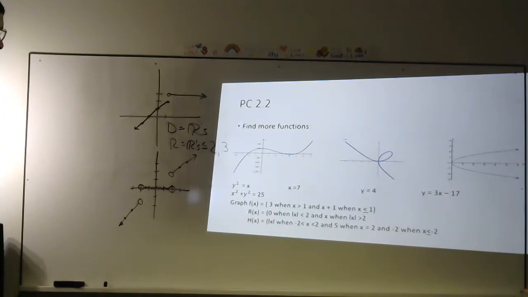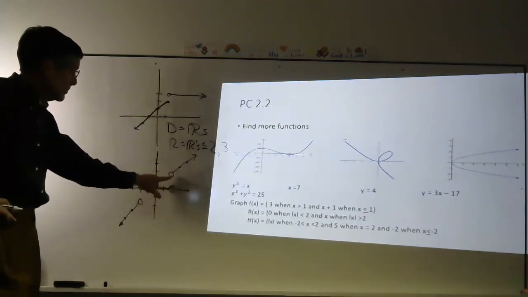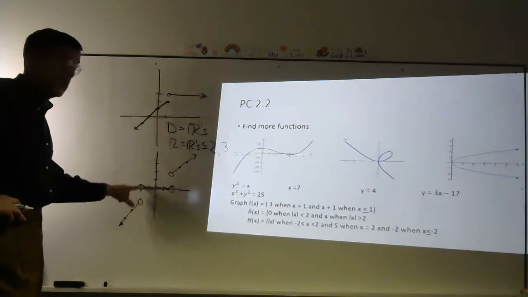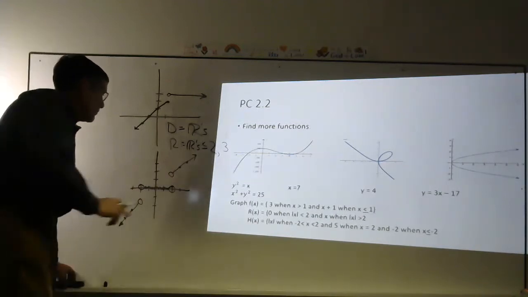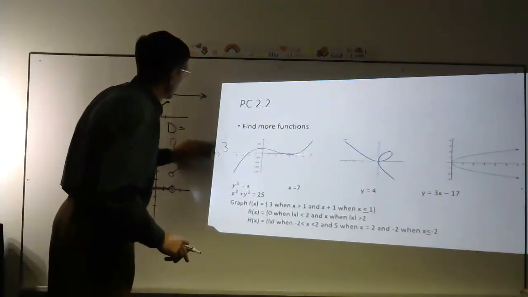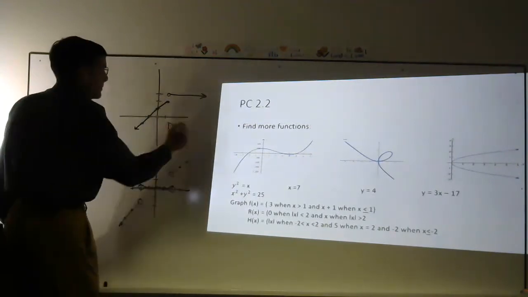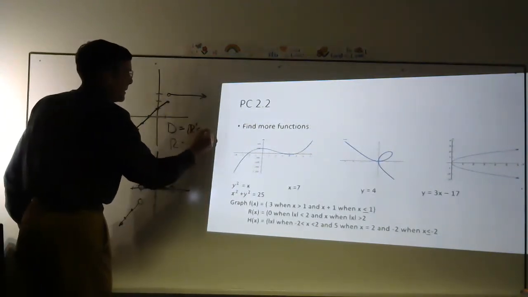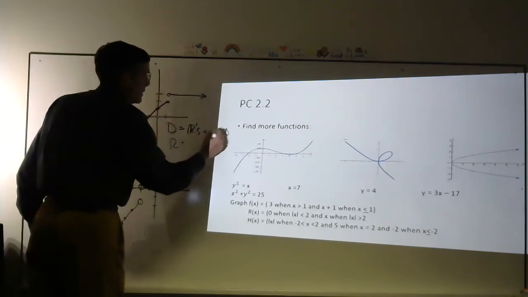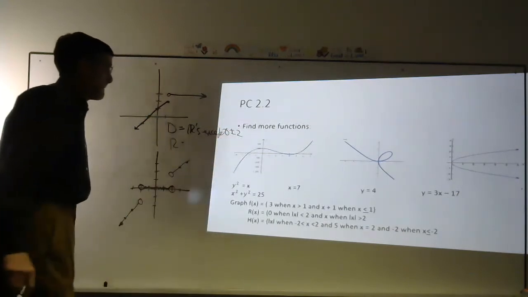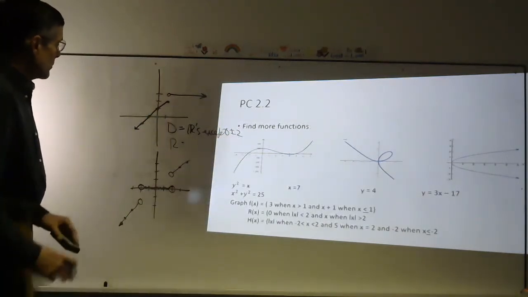Wow. Do you see, for the domain, do you see any x's that don't have a place to go? I'll say right here, 2 is not used and -2 is not used. So the domain in this one, the domain here would be reals except ±2. Okay?